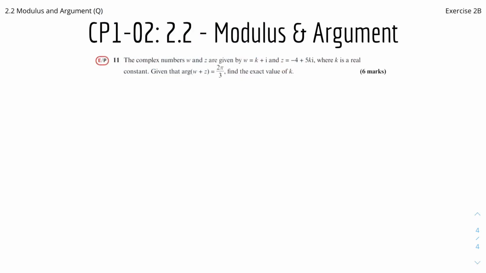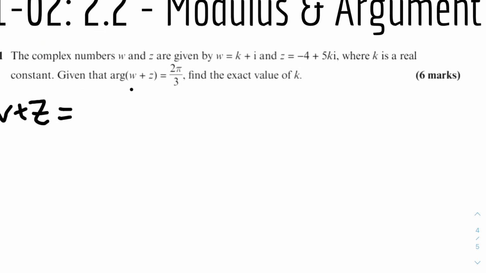The complex numbers w and z are given by w equals k plus i and z equals minus 4 plus 5ki, where k is a real constant. Given that the argument of w plus z equals 2 pi over 3, find the exact value of k. So we know that we have to find what w plus z is.